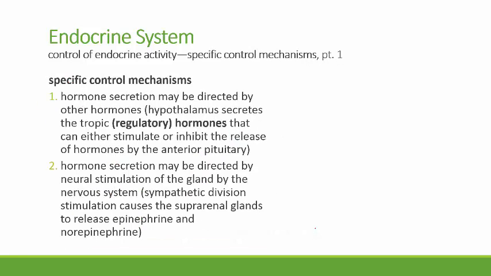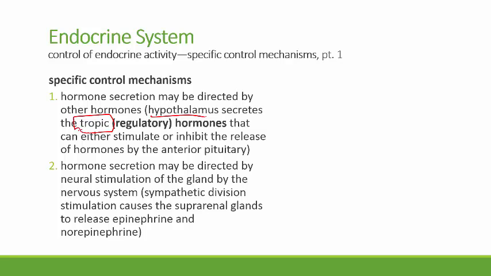Okay, last little concept here in this chapter, which is what are the specific control mechanisms used to determine whether or not a hormone will be released? Well, the first is that a hormone may be controlled by the release of another hormone. So, for instance, the hypothalamus secretes what are known as tropic hormones. Tropic hormones are regulatory hormones that cause other glands to produce the hormone.